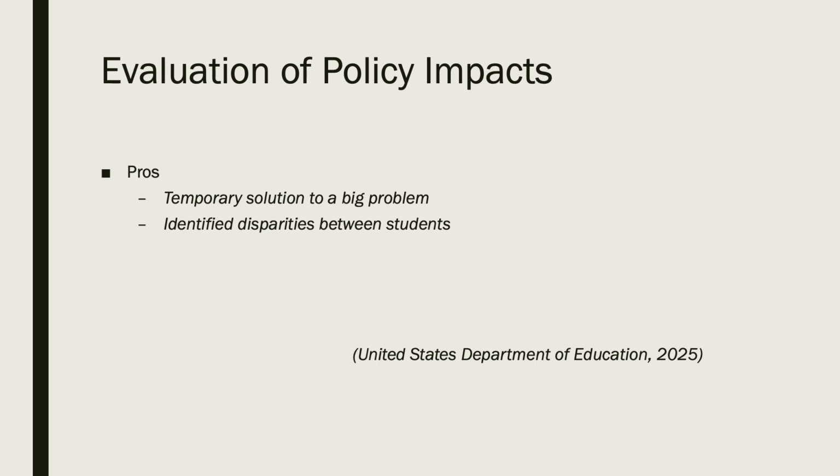So the No Child Left Behind Act provided a temporary solution to a big problem. It was always meant to be revised in 7 years anyways, but it did its job in the beginning. And one of its main successes was it identified disparities between students. We talked about earlier how the standardized testing highlighted how minority communities and students with low socioeconomic status were doing. So it really brought to light how these specific subgroups were struggling and we needed to do stuff to help them.